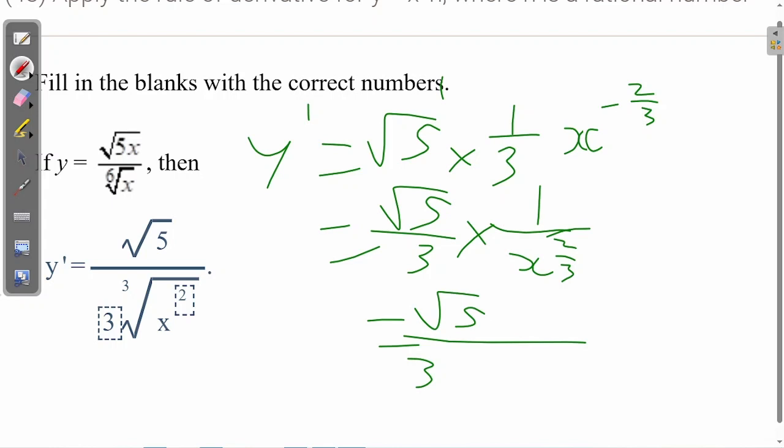When you have a fraction in the exponent, the denominator is the root and the numerator is the power. So outside you put the root, cube root of x squared, and that's the answer.